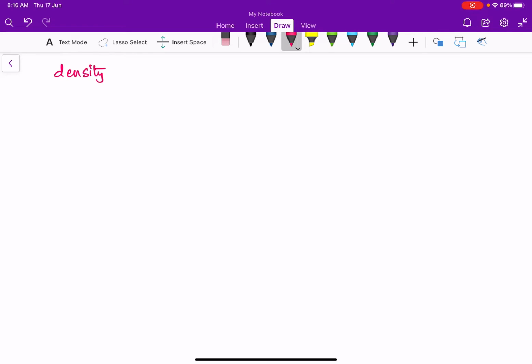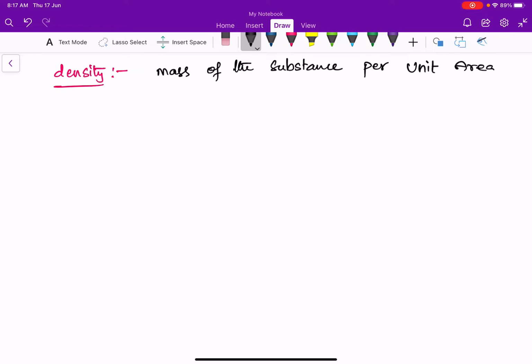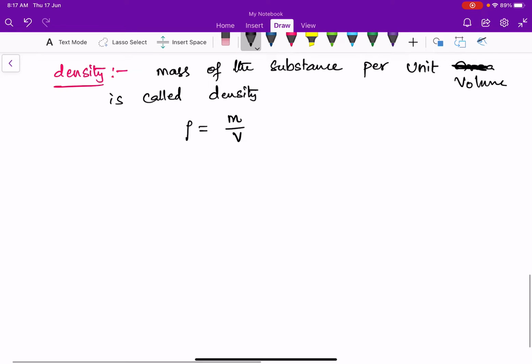Density. Density is nothing but mass of the substance per unit area. Sorry, mass of the substance per unit volume. Mass of the substance per unit volume is called density of the object. So here density is nothing but mass per unit volume.